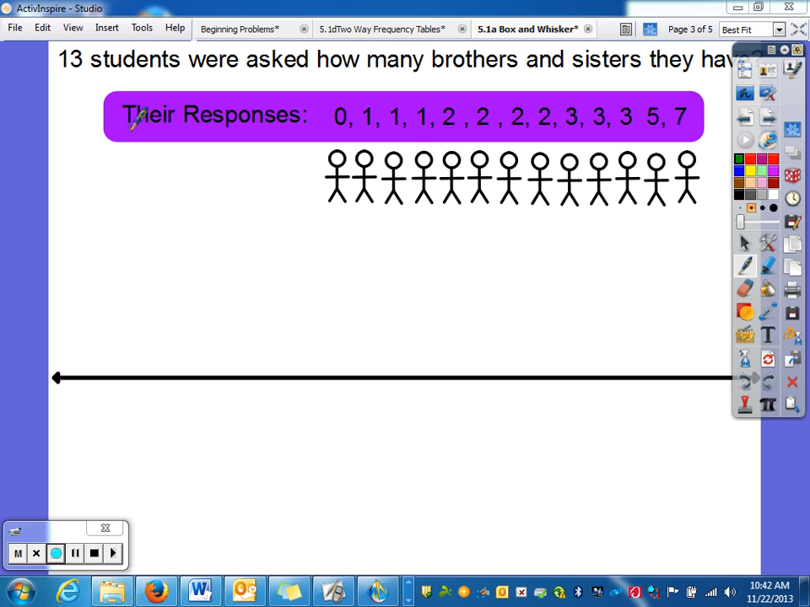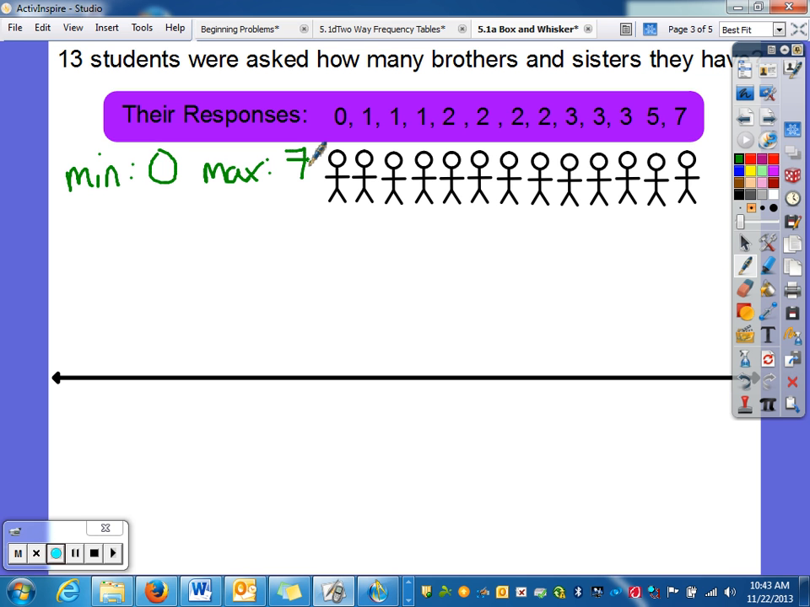13 students were asked how many brothers and sisters they have, and here are the responses below. I have 13 people or students here to help you represent what this should look like. So if I want to create a box and whisker plot, there are certain things that I need. First, I need the minimum. The minimum, in this case, is 0. Then I need the maximum. I look at all my numbers and find the maximum, which is 7.